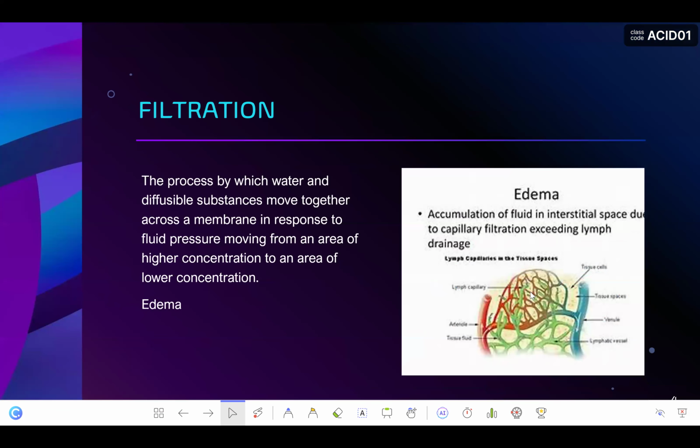Filtration is a process by which water and a diffusible substance move together across a membrane in response to fluid pressure, moving from an area of higher concentration to an area of lower concentration. A good example of this is edema: once we have too much fluid, it's going to move to an area of lower concentration. We can see that a lot with patients who have things such as congestive heart failure, those kinds of issues.